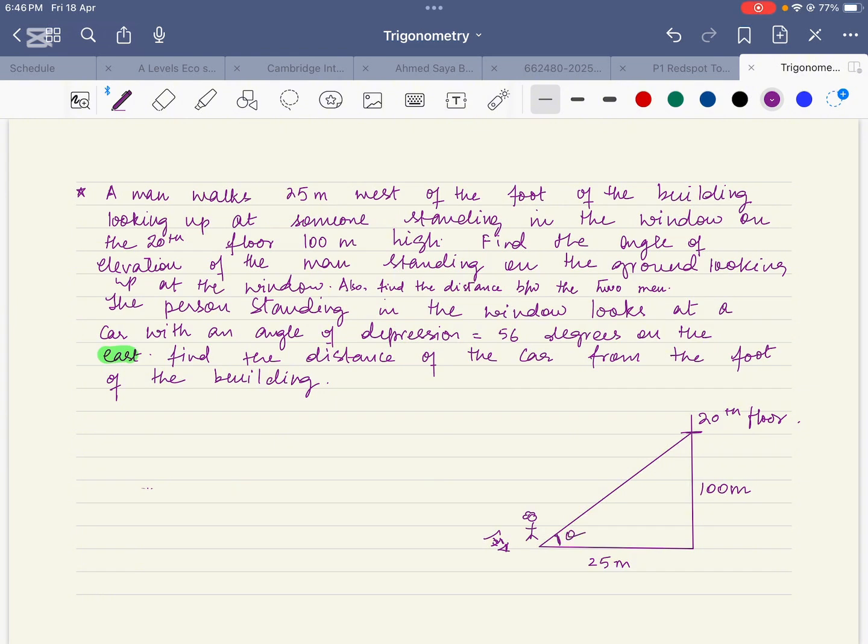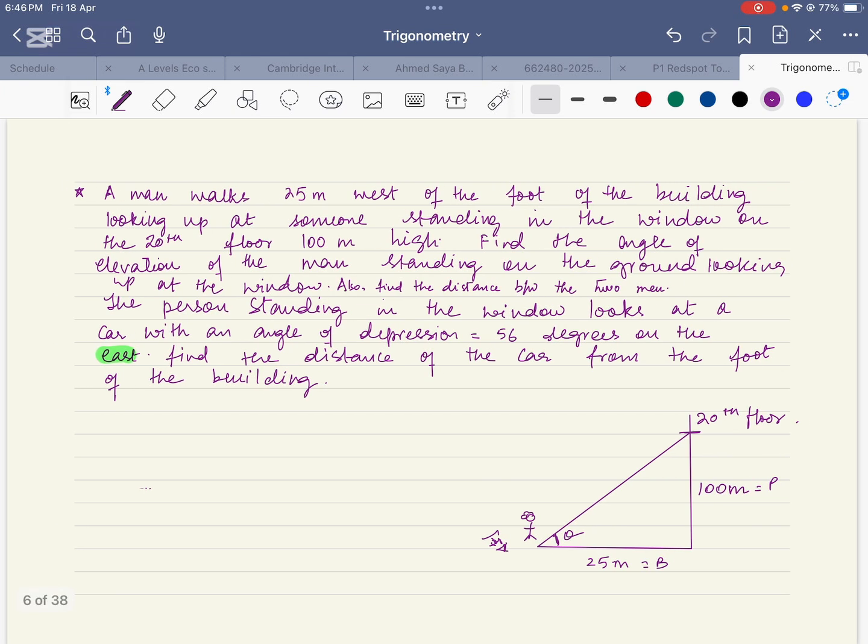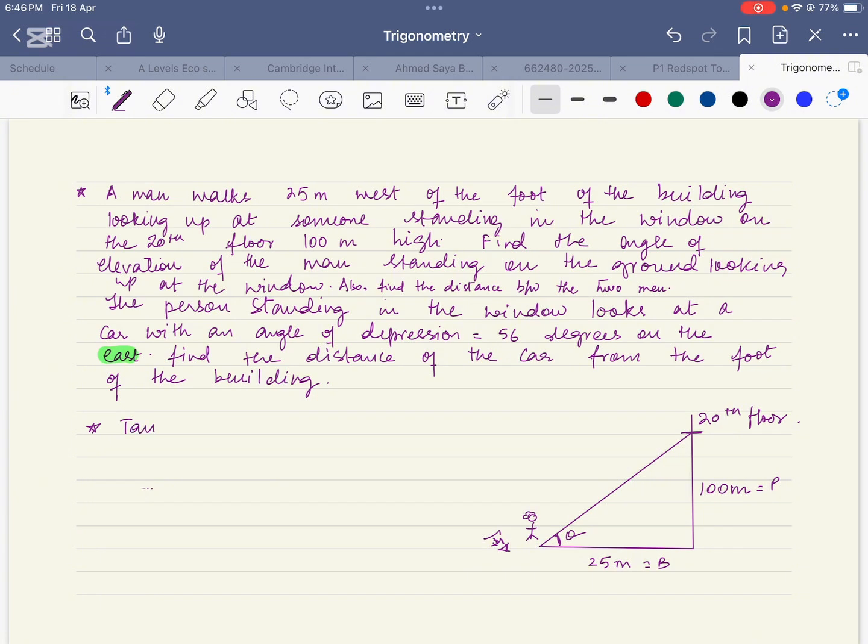Let's name it theta. We have the base and we have the perpendicular. We can apply tan theta. Tan theta is 100 upon 25. Theta is equal to tan inverse 4 because 100 upon 25 is 4. We get 75.96. Theta is 75.96. This is what was required.